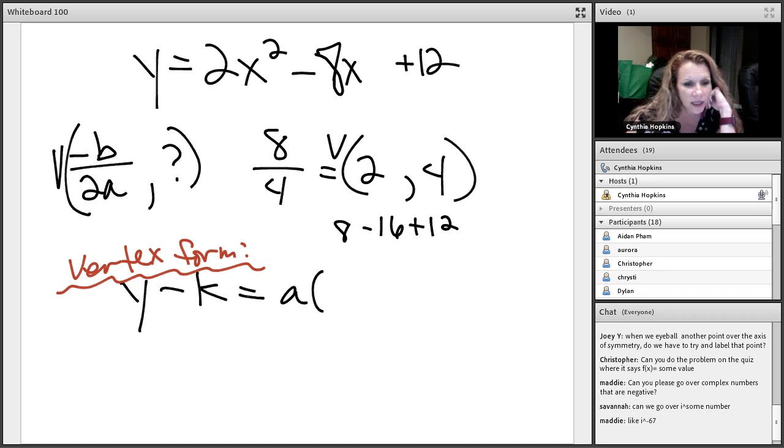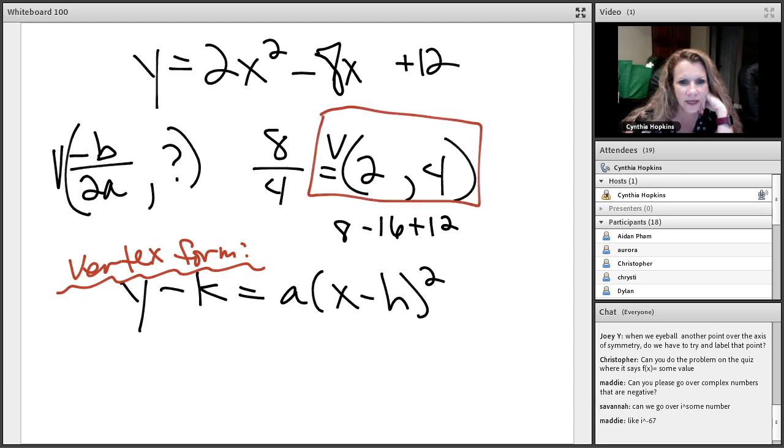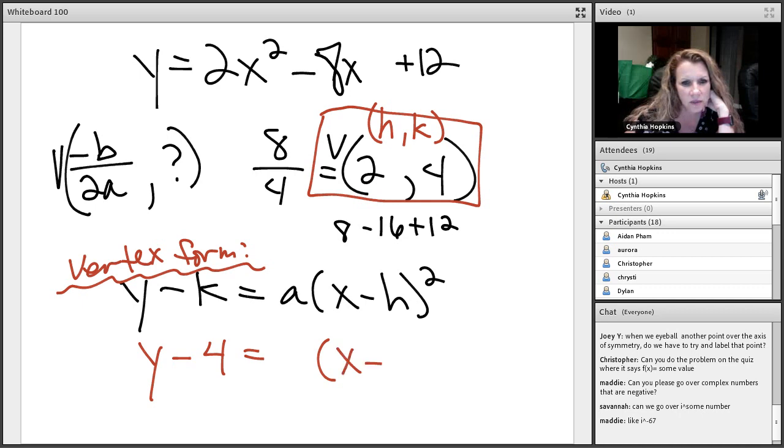y minus k equals a, the quantity x minus h, the quantity squared. Hey, you should make flashcards. That would make it super easy to memorize. By the way, let me write this in red. Look where I have my vertex is (2, 4). That is h, k. And so I'm going to write y minus my 4, because that's my k, equals, and then I'm going to leave that a blank because I want to make a comment about that. My quantity, I'm going to write x minus whatever my h is. Well, it's 2, and then the quantity squared.